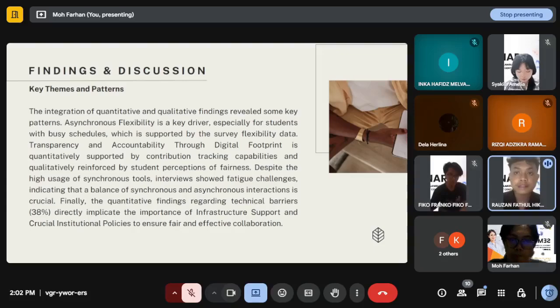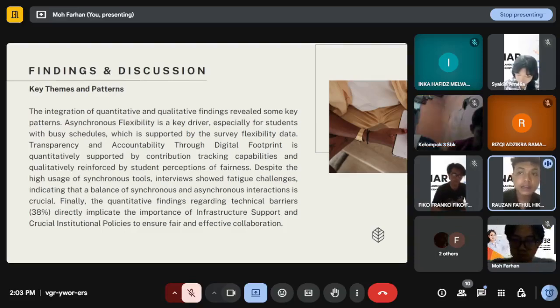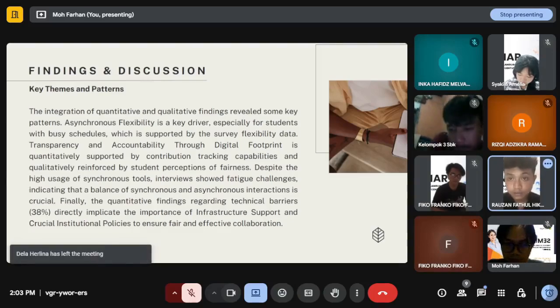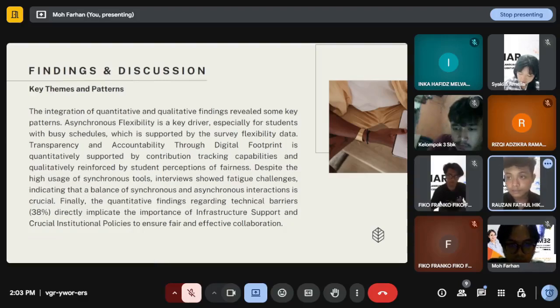Next is the key theme and pattern. The integration of quantitative and qualitative findings revealed some key patterns. Asynchronous flexibility is a key driver, especially for students with busy schedules, which is supported by the survey flexibility data. Transparency and accountability through digital footprint is quantitatively supported by contribution tracking capabilities and qualitatively reinforced by student perception of fairness.